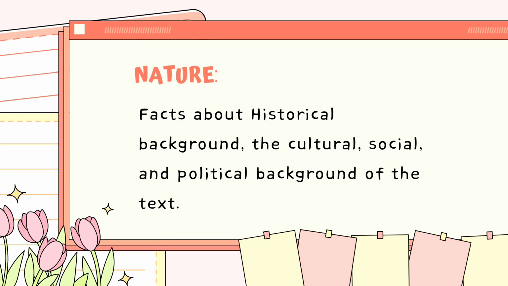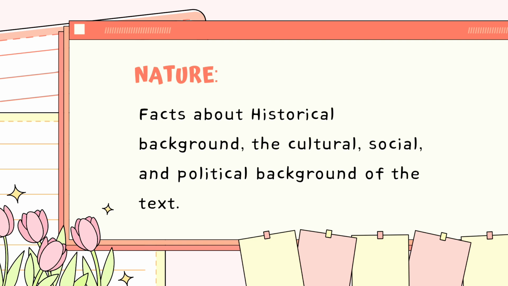Now let's delve into the aspects of the cultural model. First, we have the nature: facts about the historical background, the cultural, social, and political background of the text. This aspect delves into the context surrounding a literary text. To understand a piece fully, it's crucial to consider first the historical background. What major events, movements, or societal changes were happening during the time the text was written? How did those events shape the author's perspective and the story's themes?